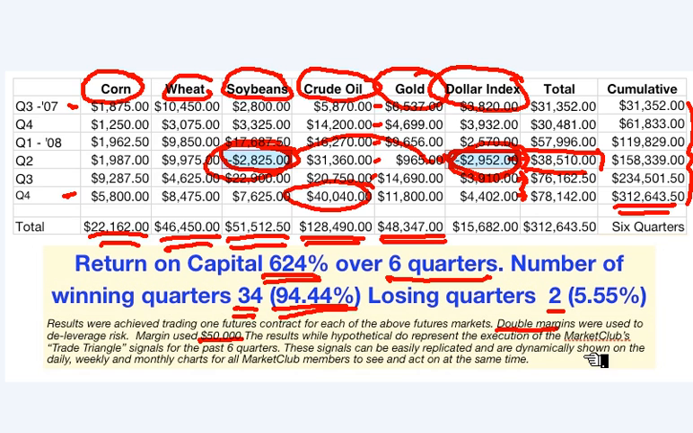So while this is hypothetical, it is very true to the markets. All these signals were able to be achieved by many of our members. So let's look at our next cumulative chart program on these 6 markets and 6 quarters, and let's see how it looks. So stay tuned.